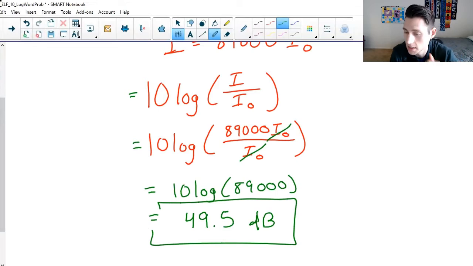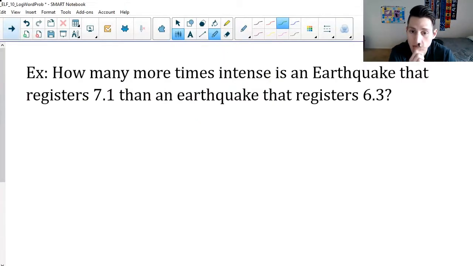All right, so those are the basic calculations. If we know the intensity, great, plug it in and get the actual rating for the earthquake or the sound level in decibels. But if we want to mix it up a little bit: how many more times intense is an earthquake that registers 7.1 than an earthquake that registers 6.3?